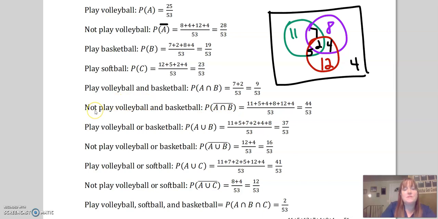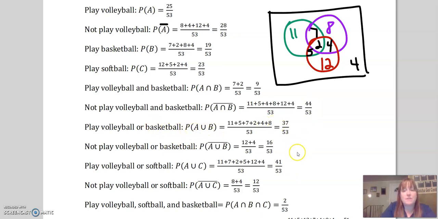Okay, so what if we said they did not play volleyball and basketball? So this line again means not. Okay, so we're talking about everyone except the people in this middle right here. We're not talking about these people in the middle. So everyone except that, so we just add up all of those numbers. We get 44.